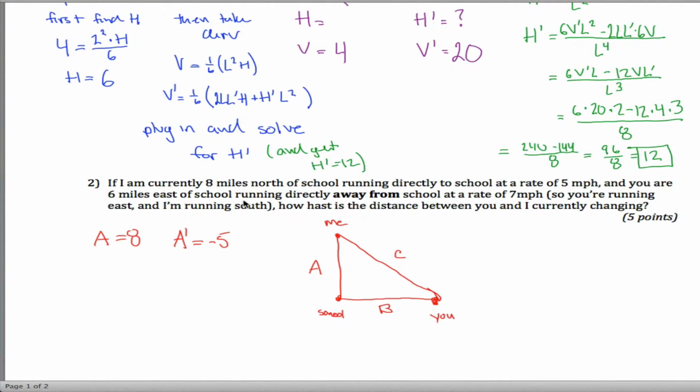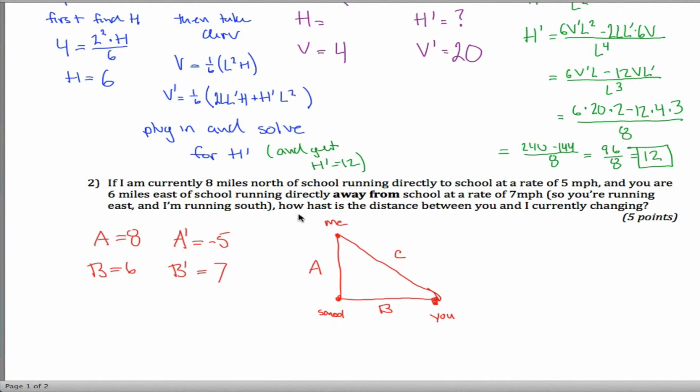You are 6 miles east of school. So you, B, distance from school to you is 6. B prime, you're running away from school at a rate of 7. B prime is equal to positive 7 because B is getting larger as you run in this direction. Put this in bold to really emphasize that up here you're running away from school. I'm running to school for whatever reason. So this one negative, this one positive.